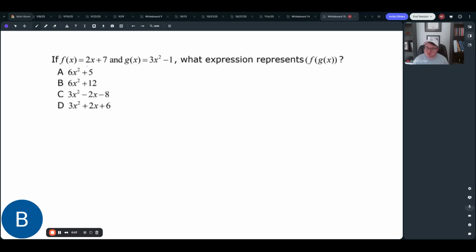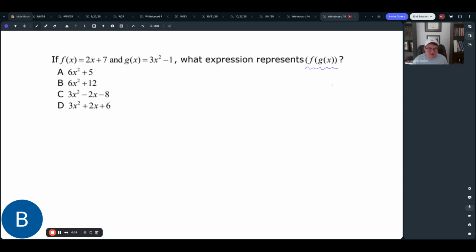If f of x is equal to 2x plus 7 and g of x is equal to 3x squared minus 1, what expression represents f of g of x? So the first thing is even interpreting what this means. f parentheses g parentheses x. There's a lot of parentheses going on here.